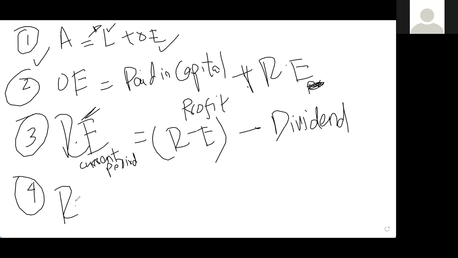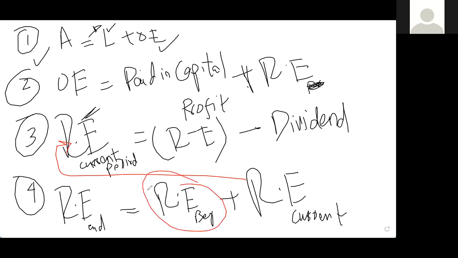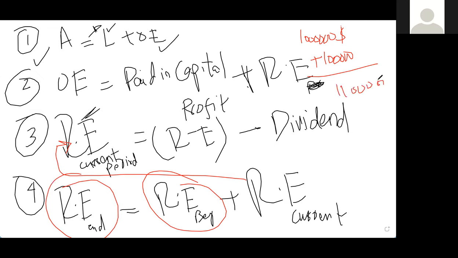So simple, retained earnings at the end of the year is equal to beginning retained earnings plus this year's retained earnings. Current retained earnings, we already calculated from this formula here. Beginning means the total amount of retained earnings from the previous year. So in the previous year, you accumulated $1 million of retained earnings. And this year, you retain only $100,000. So your total retained earnings at the end would be $1.1 million. Right?